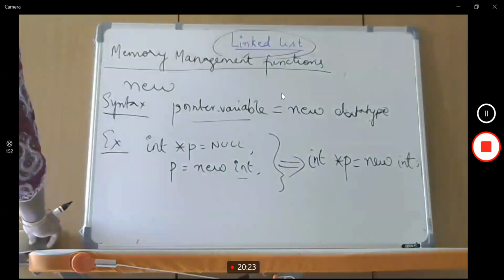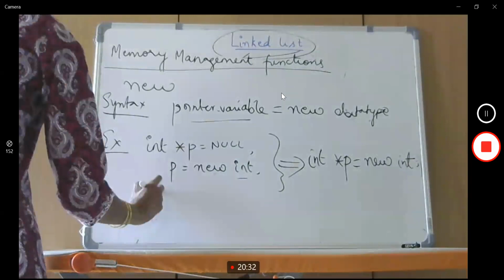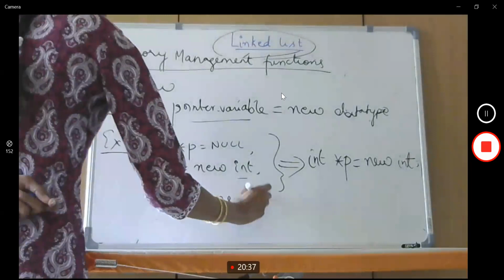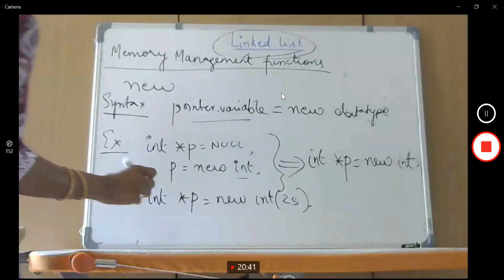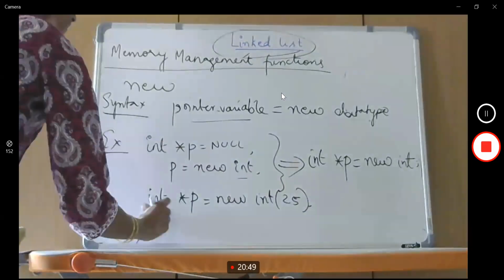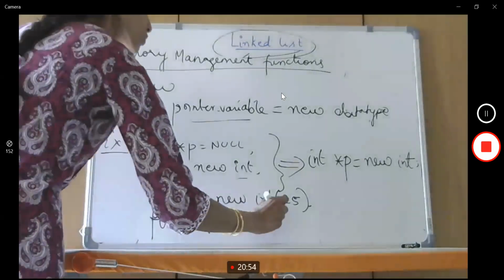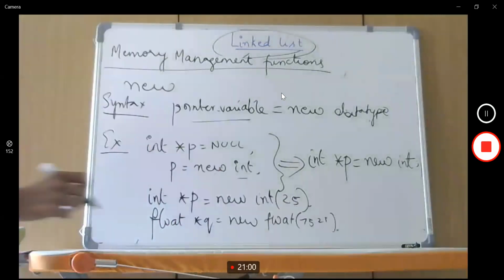This is how you write a new operator. You can also initialize some variable. Let's say I can also write int *p = new int(25). That means I'm initializing the memory. You can also initialize the memory by using this new operator. Why only int? Let me take one more example. float *q = new float(75.25), something like that. This is how you do it.